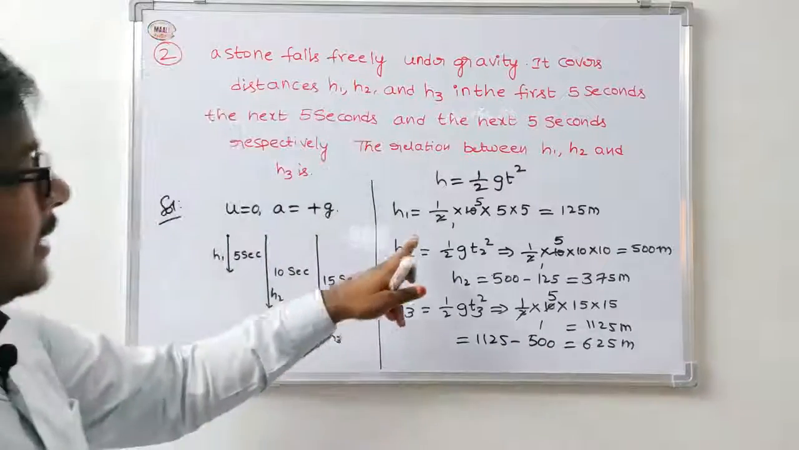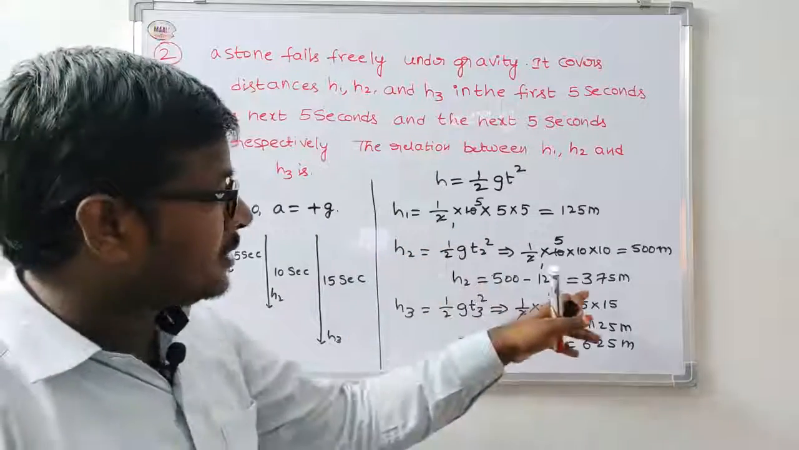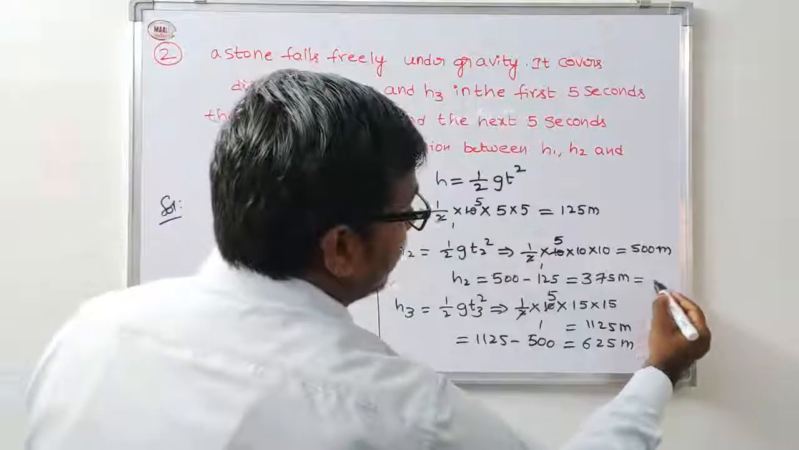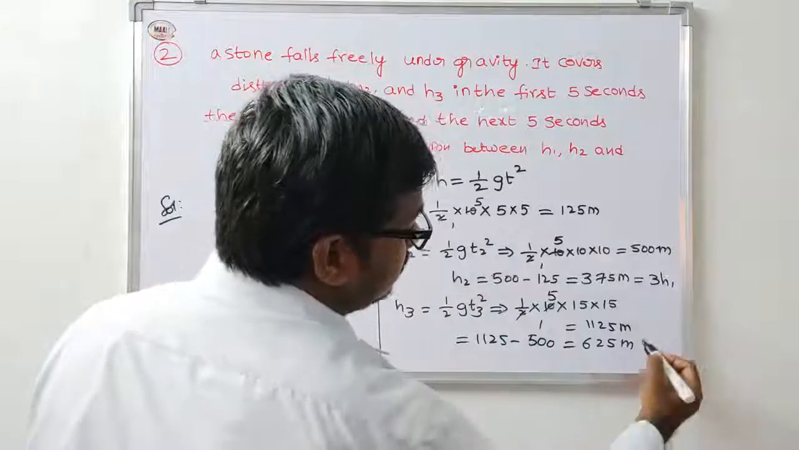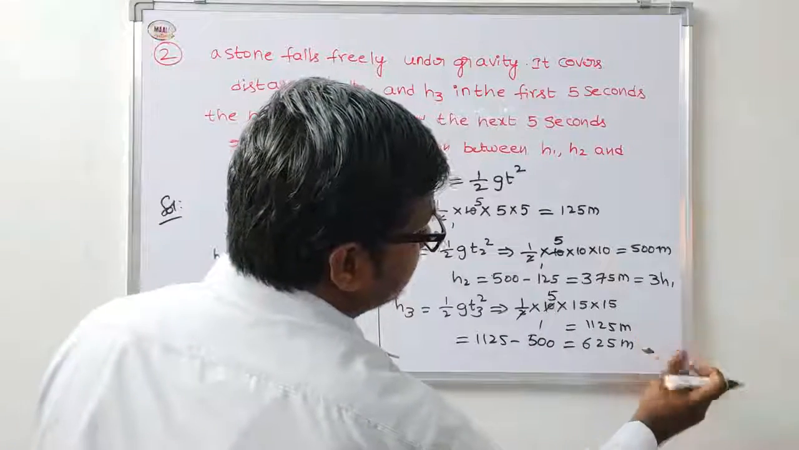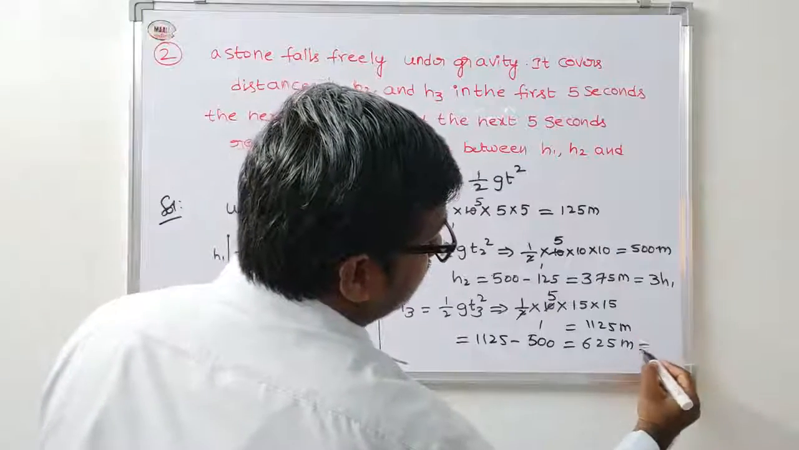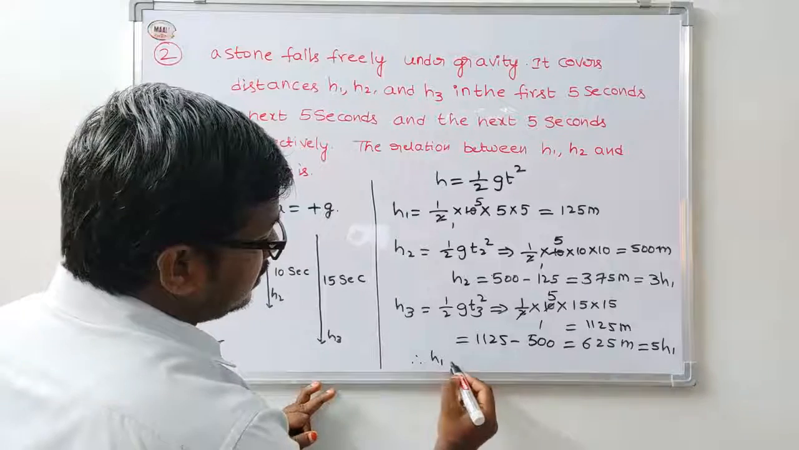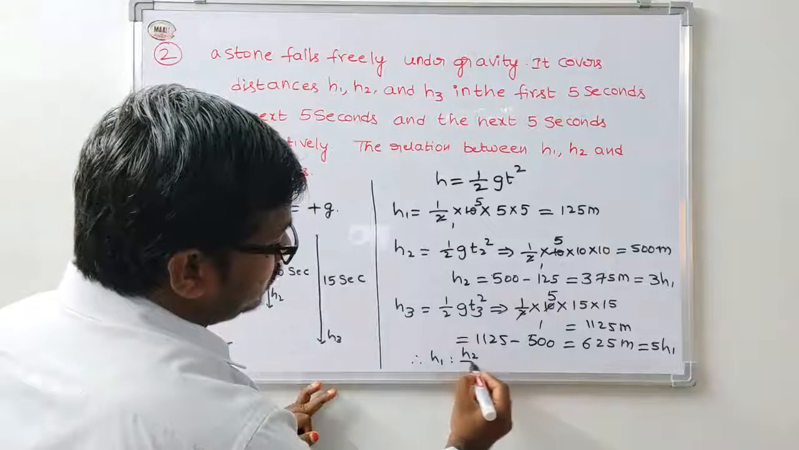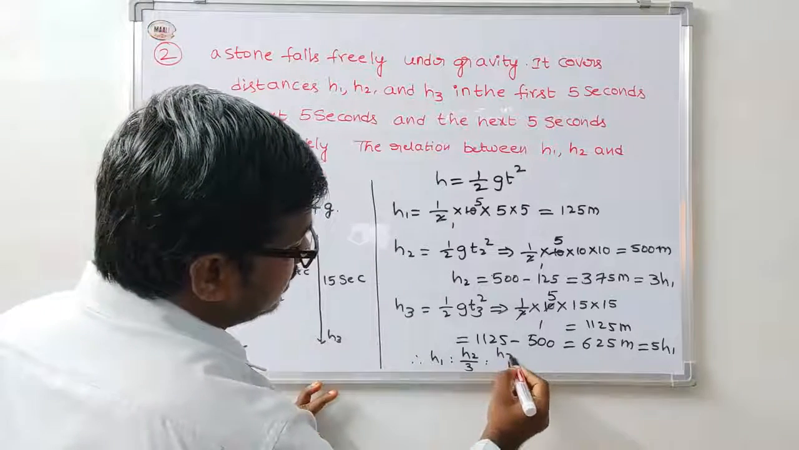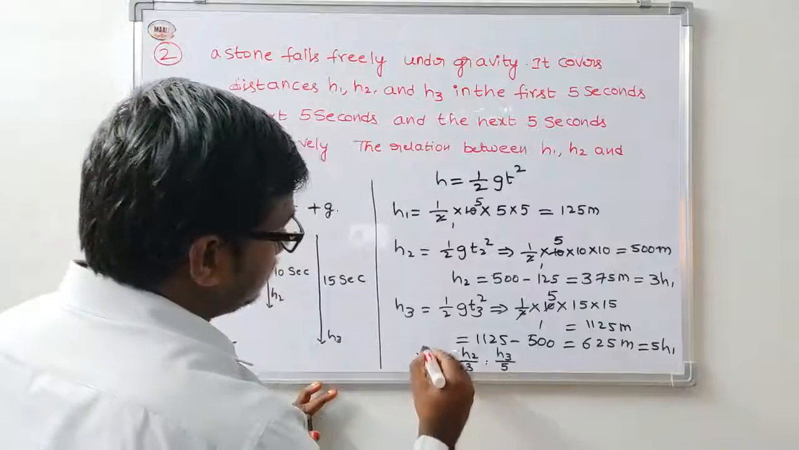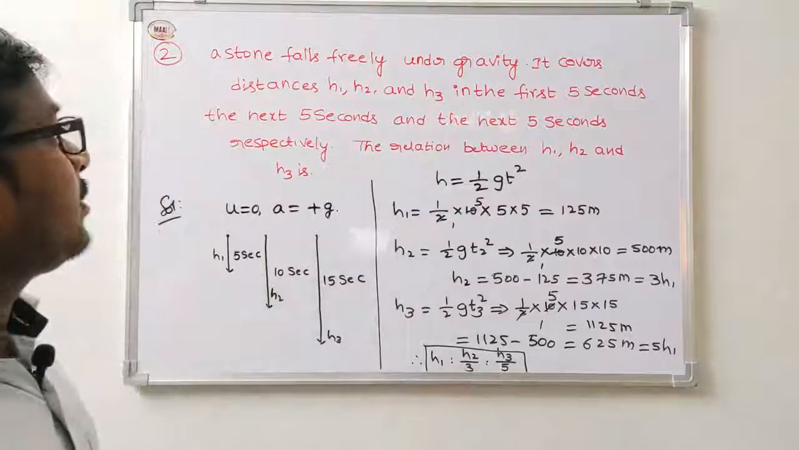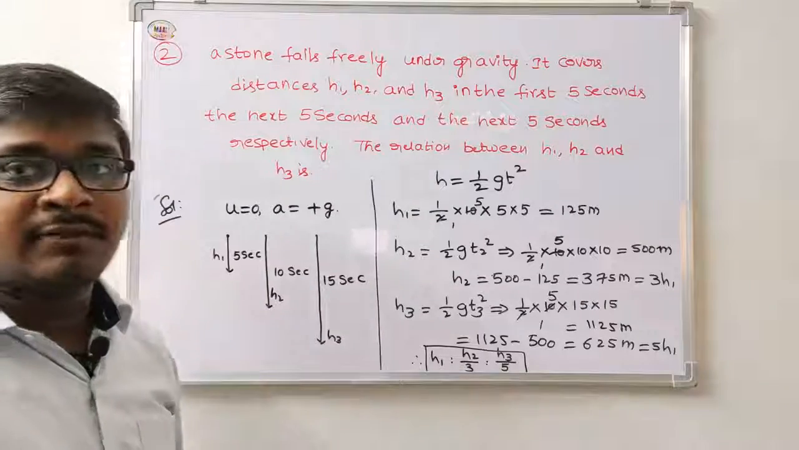Here h1 is equal to 125, h2 is equal to 375. 375 means 3 times h1. And h3 is 5 times h1. Therefore h1 is to h2 by 3 is to h3 by 5. This is the answer. This is a very important problem in the CBSE and NEET level.